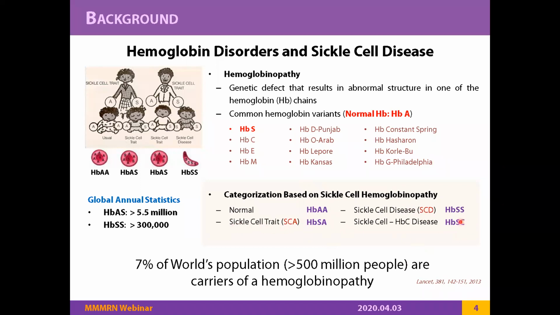there can be another variation that's called SC. So you have a sickle hemoglobin and then another variation of hemoglobin that's C, and that is also included in sickle cell hemoglobinopathy. So we'll discuss this in more detail down the road when you see the results.